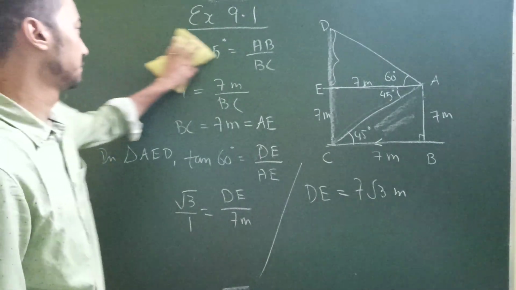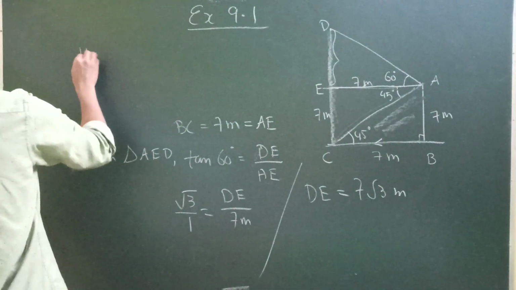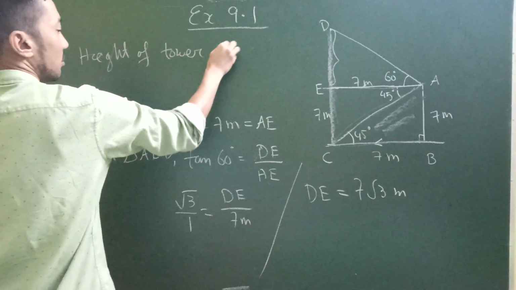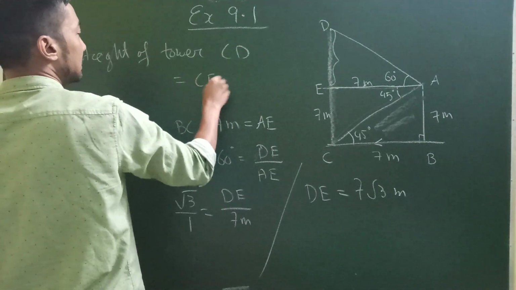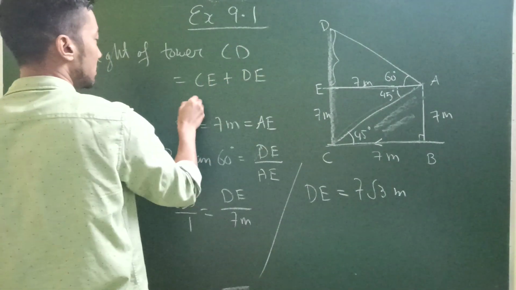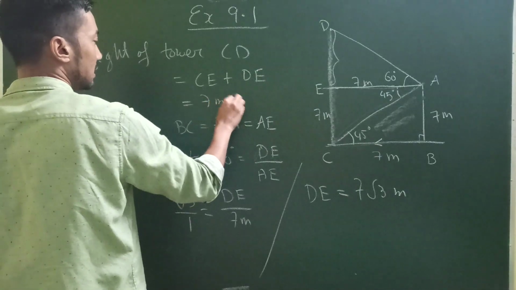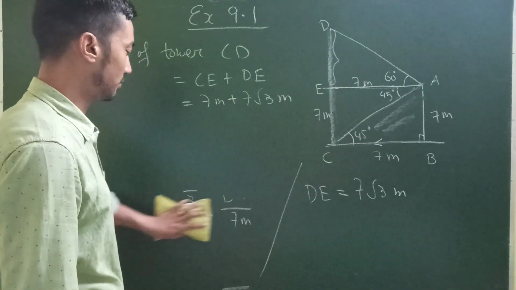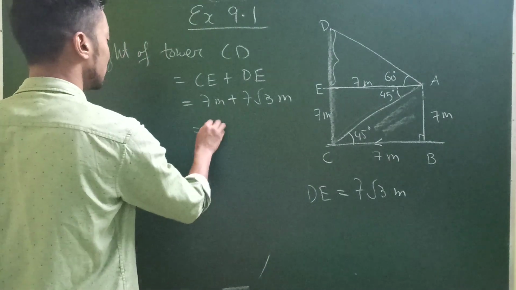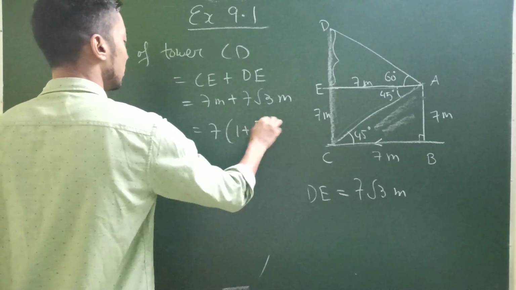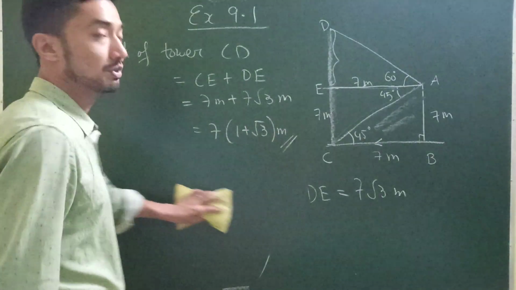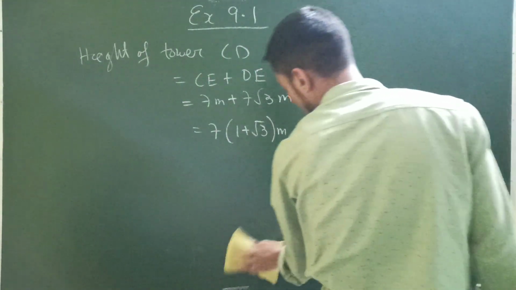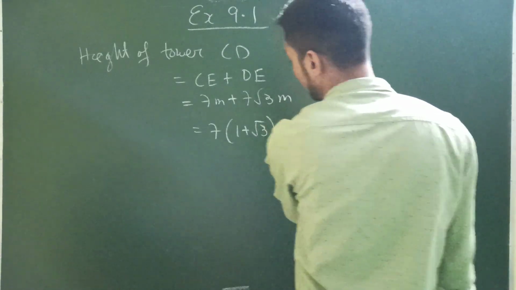Then we can find the height of the tower, which is CD, that is CE plus DE. Now CE we already got as 7 meters. DE we just derived, 7 root 3 meters. So from here I will take 7 common from both terms. So I'll have 7 times (1 plus root 3) meters. So this would be the height of the tower when we observe it from the building.